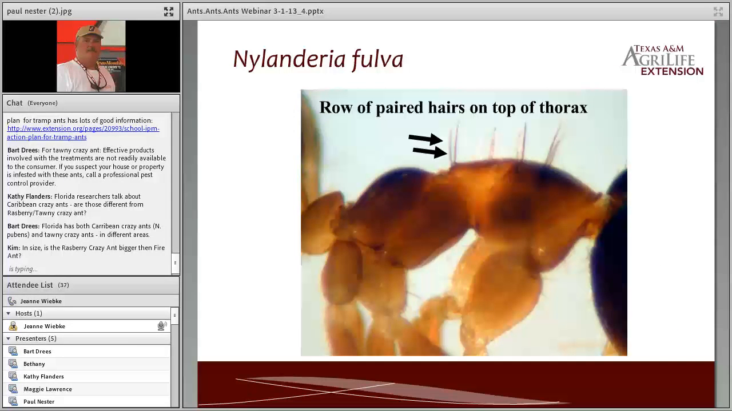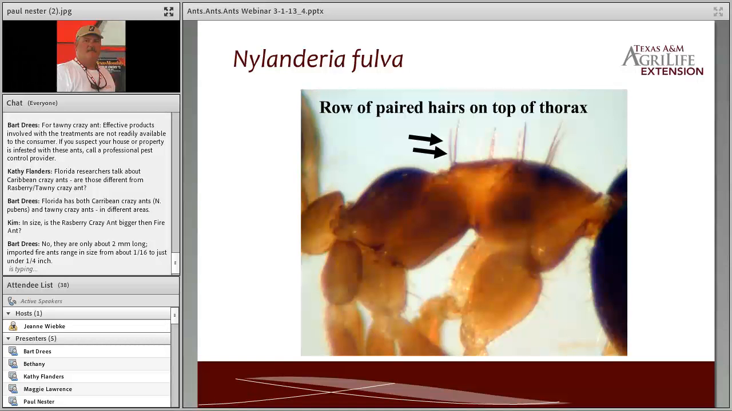One of the things we used to look at, and we still do, is the large macrosetae on the thorax. When we see that on the thorax, we'll know right off the bat that it is probably a Nylanderia species, that being a brown color. And then we'll quickly look for the pubescence on the sides of the thorax. That pubescence will tell us that we probably have Nylanderia fulva or pubens, but since we're in the Texas area, it's probably going to be Nylanderia fulva.